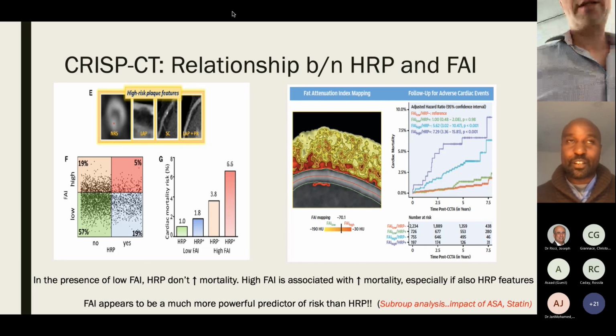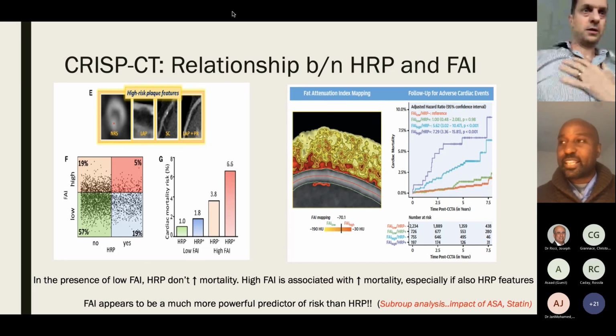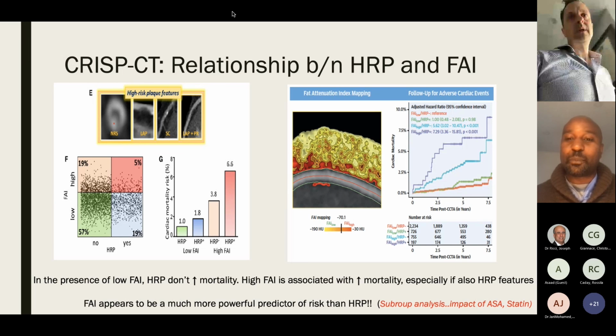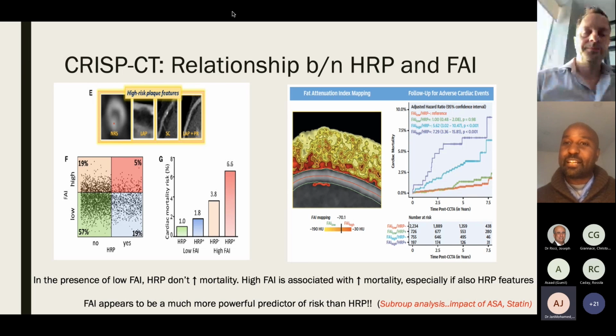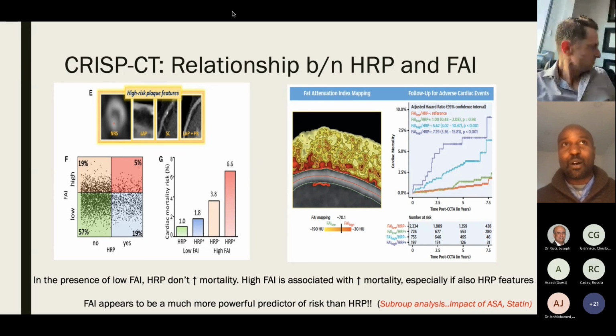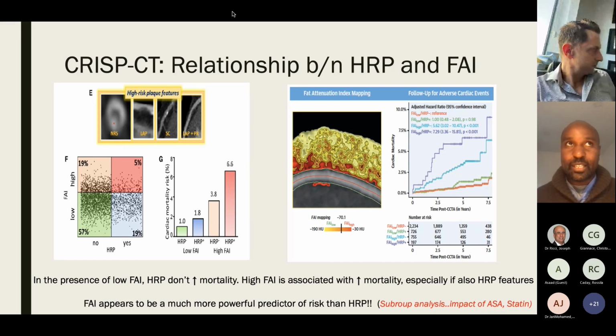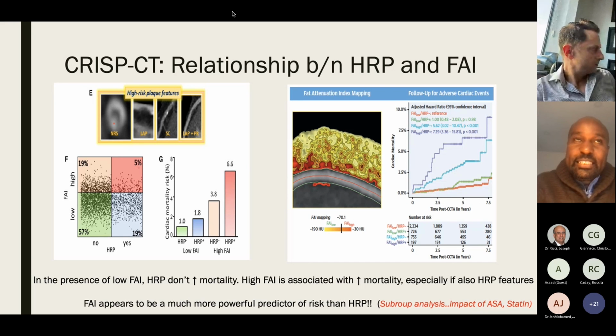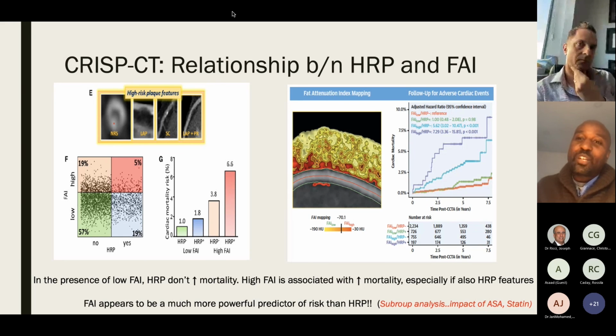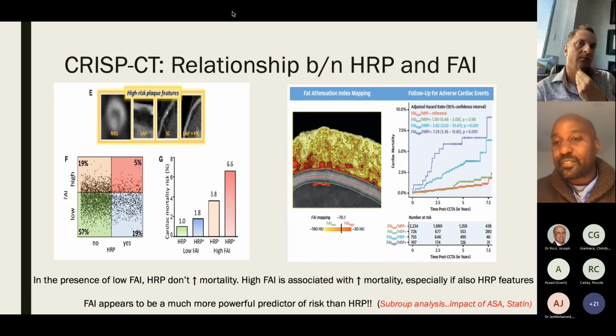Whereas if your plaque or your vessel is stable and not inflamed, the gun is loaded, but the trigger is not pulled. So I think it's the inflammatory status that actually dictates whether your high-risk plaque is going to rupture. So I do think it's the more powerful predictor.